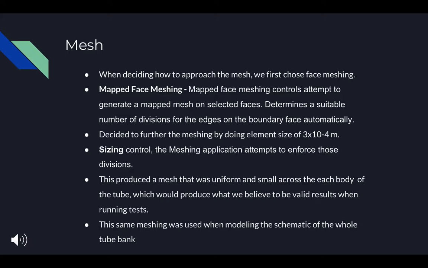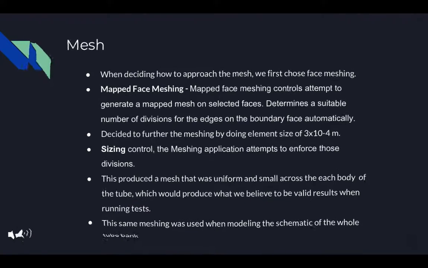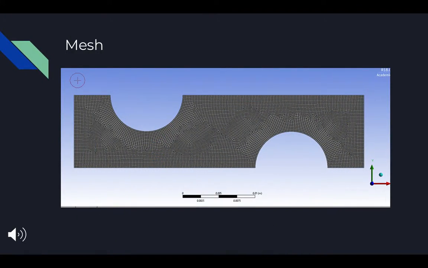Another method of meshing that we used was refinement and the triangle method of meshing. This produced a mesh that was small and uniform across the body, which we believe would produce valid results when running tests. The meshing that we chose when modeling the small section of the tube bank is the same method chosen when modeling the entire tube bank. The mesh for the small section of the tube bank can be seen in this slide.